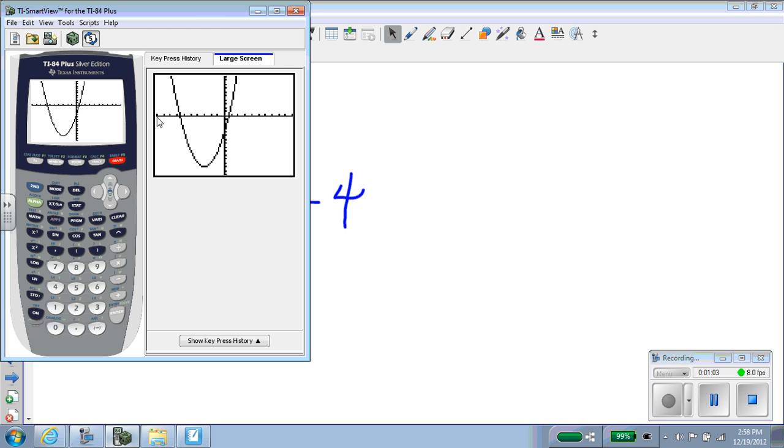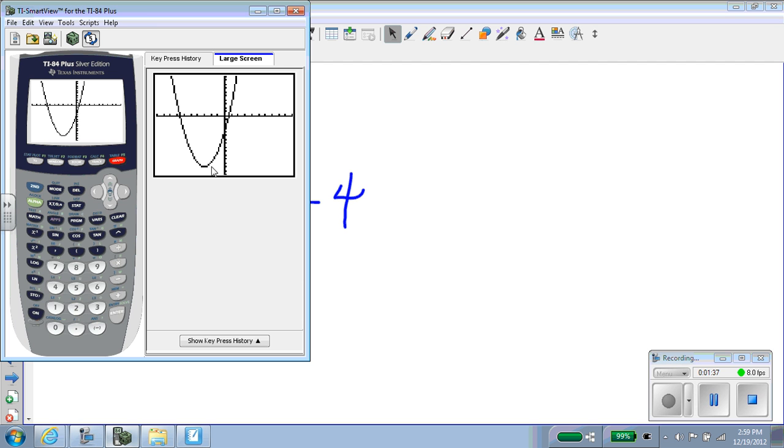So the domain, our x values, we know with a parabola we can use any x value, and we can see that in our graph. It's going from negative infinity to infinity. Our range, our y values, again, we have a graph where both ends are going up, but values down here are not being used. So I need to know what that y value is right here.